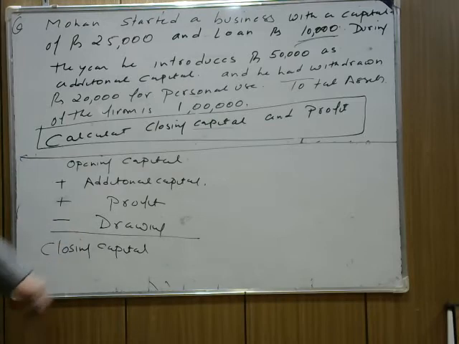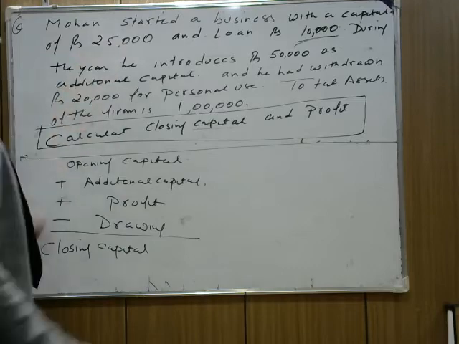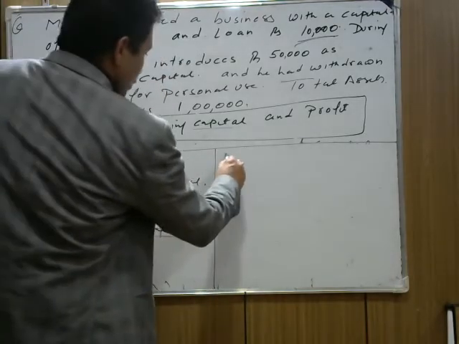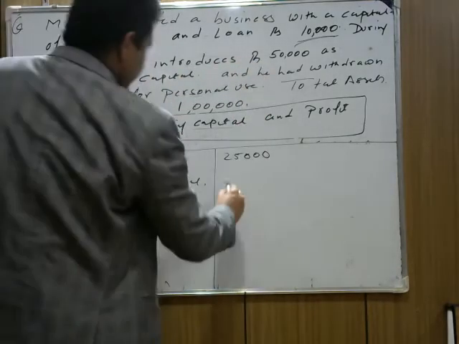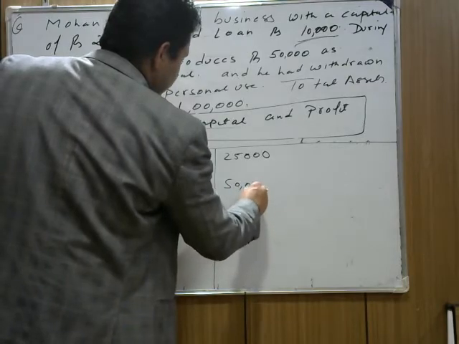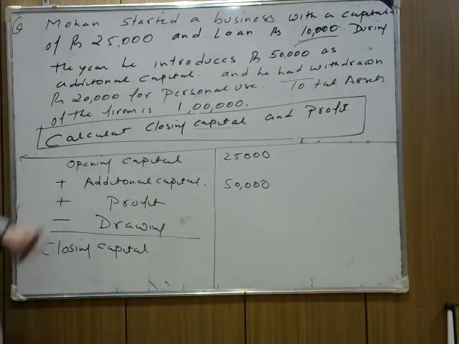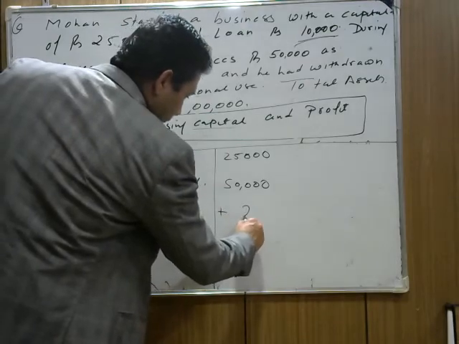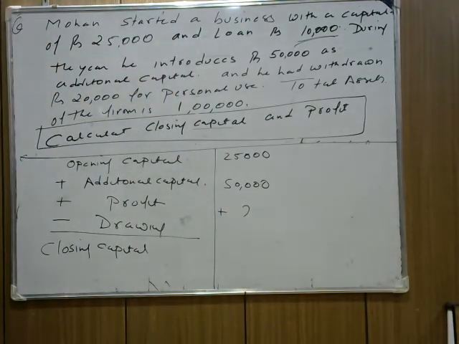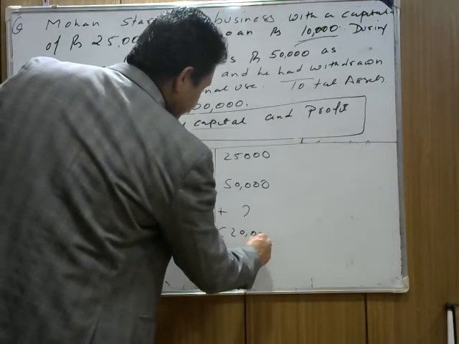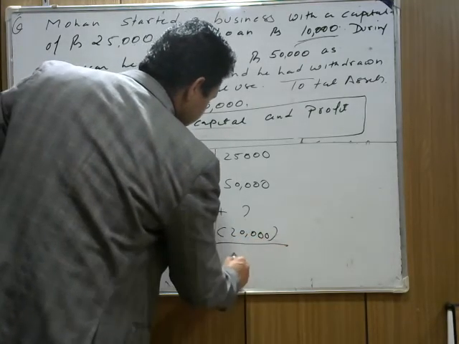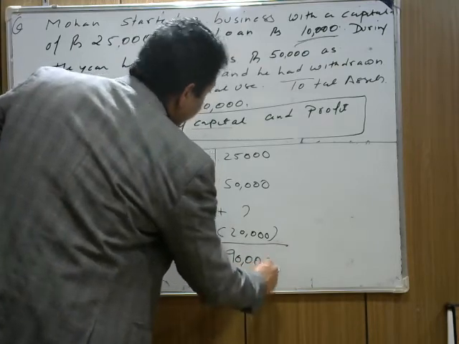Now, with the help of this question, find out what the opening capital given in the question is. Opening capital is 25,000. How much additional capital into the business? He introduces 50,000 in the business. Profit is not given to us; we need to find profit. Drawing is given in the question, 20,000 rupees. And the closing capital is given to us.